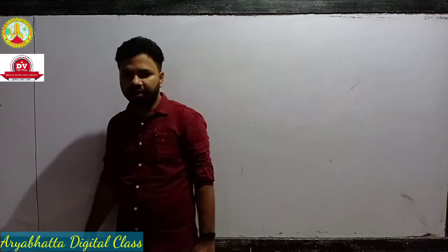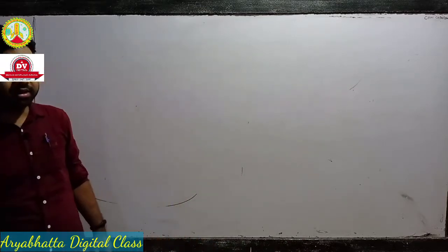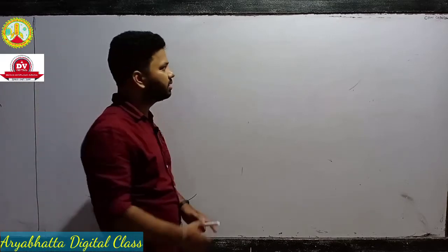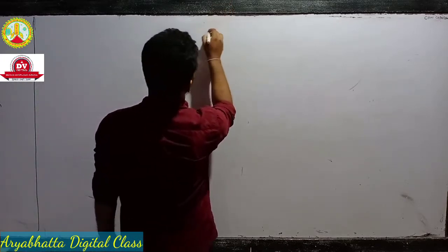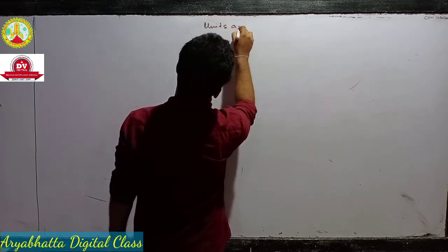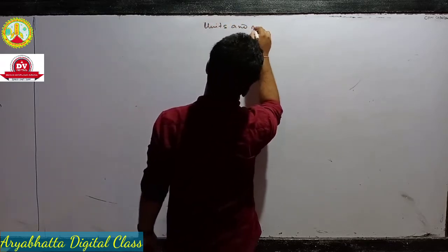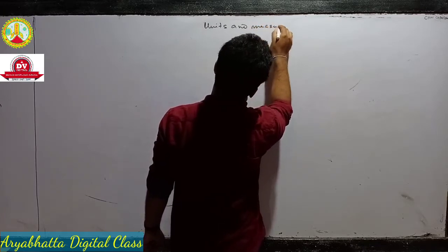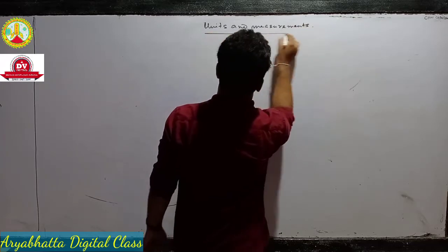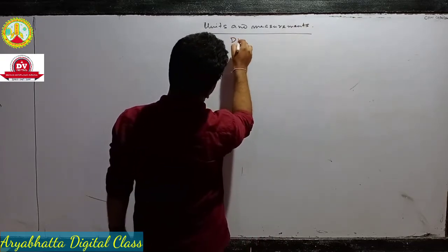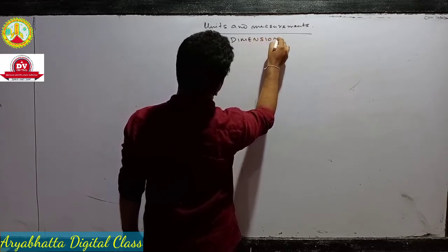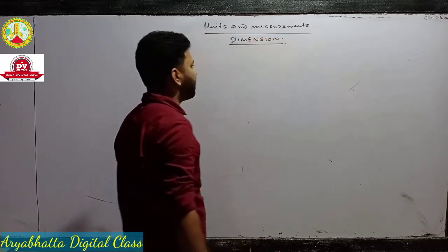So today we will start about dimensions from this chapter. What do you mean by the term called dimension? Our topic is units, the chapter is units and measurement, and the topic we will discuss today is all about dimension. What do you mean by the term called dimension?